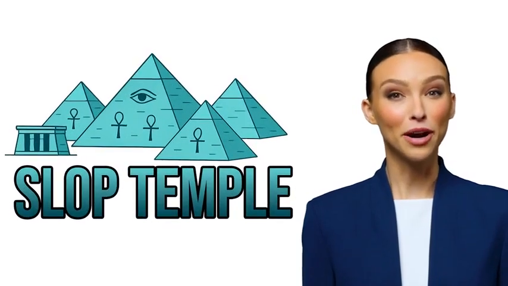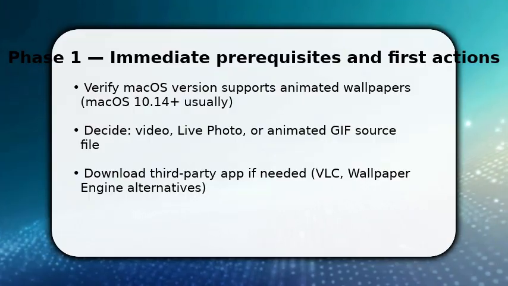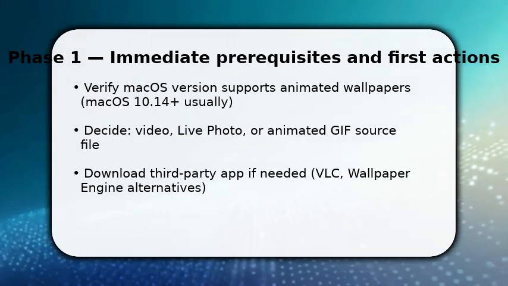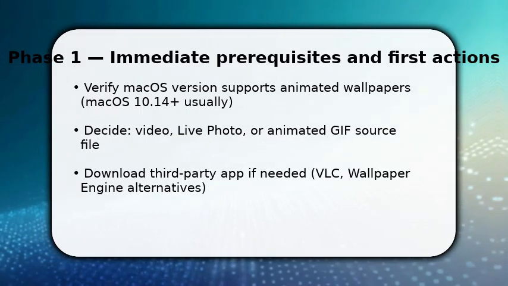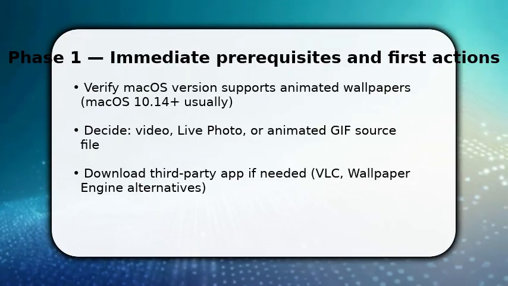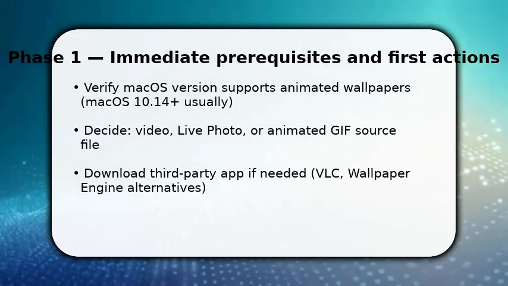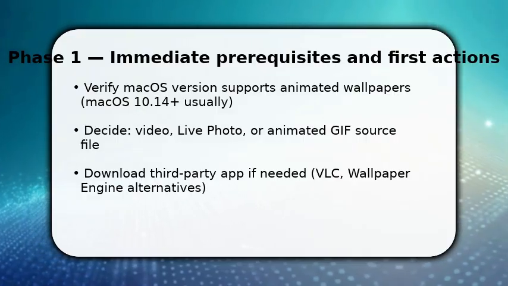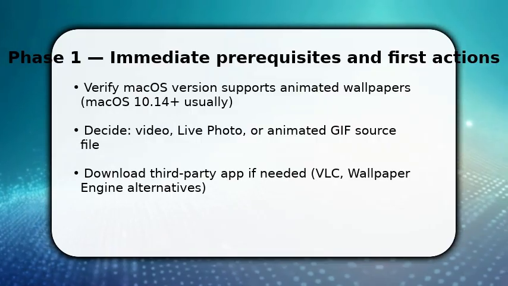We pray this video helps. You start by confirming your Mac can handle animated backgrounds, check system version, and free disk space. Next, pick your media: a short MP4 video, a live photo exported as MOV, or a high-quality GIF. If macOS lacks native support for your format, install a trusted app, one that foregrounds privacy and performance.